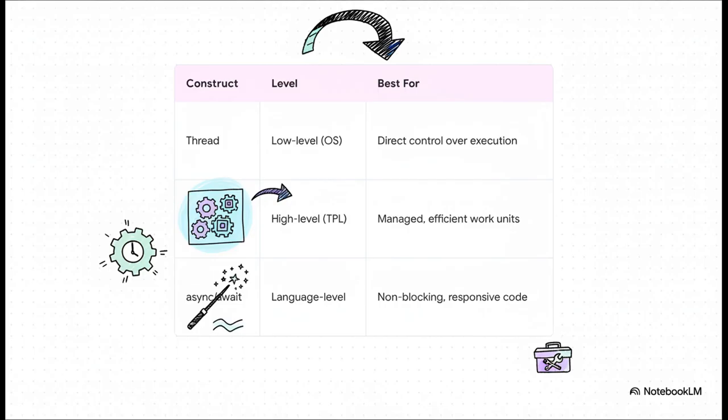Okay, this one is a big deal. You absolutely have to know your concurrency. Think of it like this. A thread is the raw, low-level thing that the operating system gives you. A task is a much smarter, higher-level idea. It's a piece of work that .NET manages for you super efficiently. And then async await, that's the magic. It's the clean syntax that lets us write asynchronous code that doesn't tie everything up, but it reads almost like normal, simple code. A senior dev knows exactly when to use which one to make their apps fly.